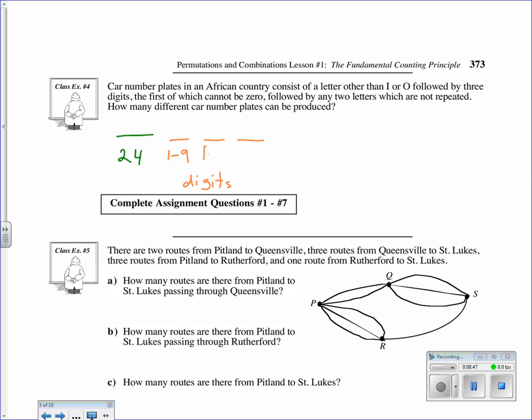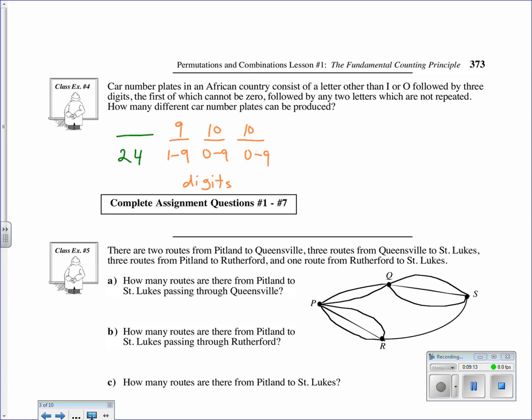1 through 9 and 1 through 9, which is a choice of, which is, I can have zeros here. I just can't have zeros on the first one. So 0 through 9 is a choice of 10. 0 through 9 is a choice of 10. But in that first position, I only have a choice of 9 digits.